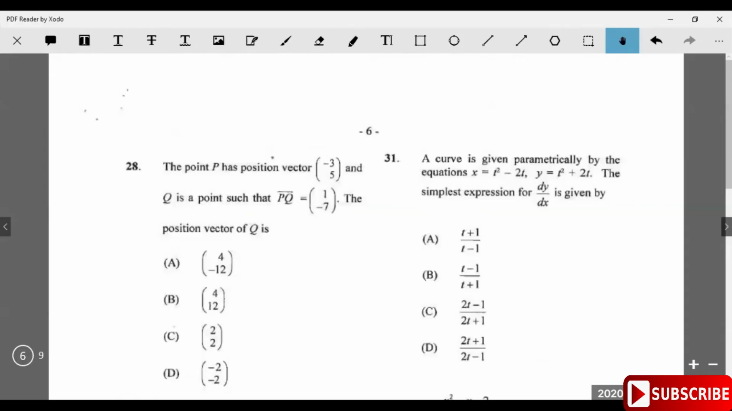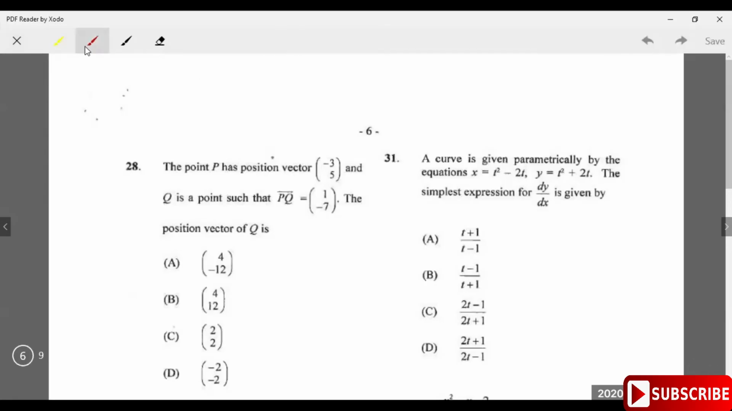All right, question 28 now. Question 28 says the point P has position vector minus 3, 5, and Q is another point such that PQ is equal to 1, negative 7. Find the position vector of Q.